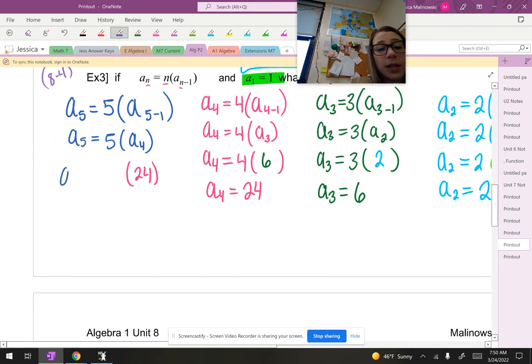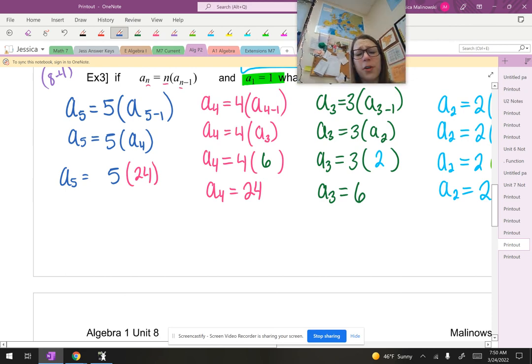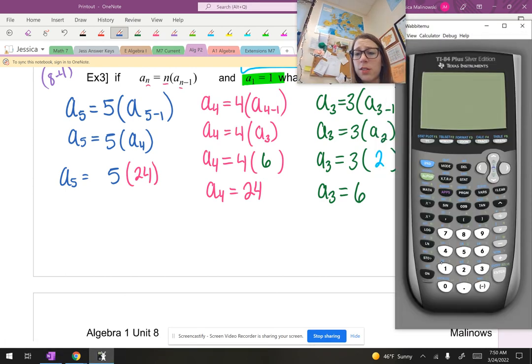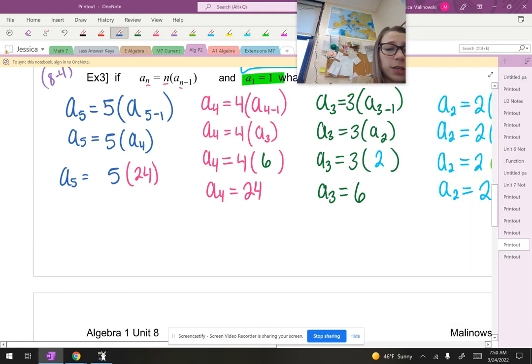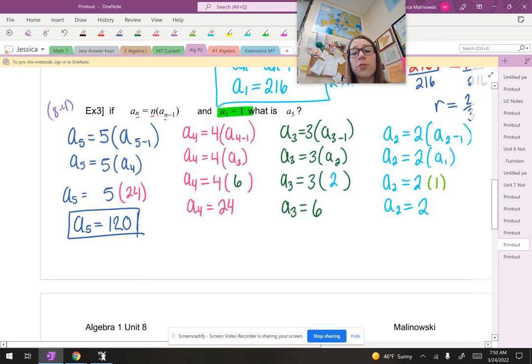Which I can now use over here to find my a sub 5. A sub 5 is going to be equal to 5 times 24, which is 120. So a sub 5 is equal to 120. And that's the one they were looking for, so that's the one I'm highlighting.